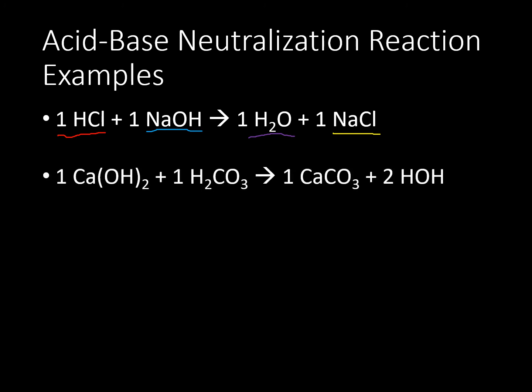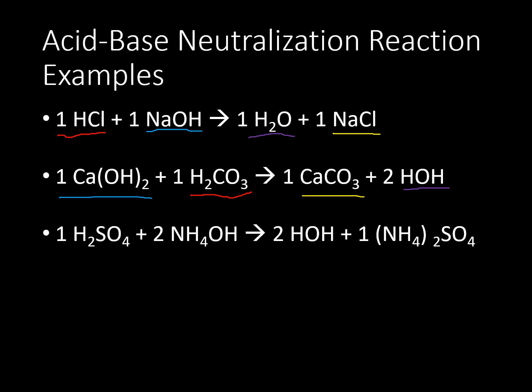So here we have 1 Ca(OH)2 plus 1 H2CO3 yields 1 CaCO3 plus 2 HOH. So if we look, we can identify our acid starts with hydrogen, our base ends with hydroxide, our water is always either going to be H2O or HOH, and our neutral salt doesn't have either one, either the H or the OH.